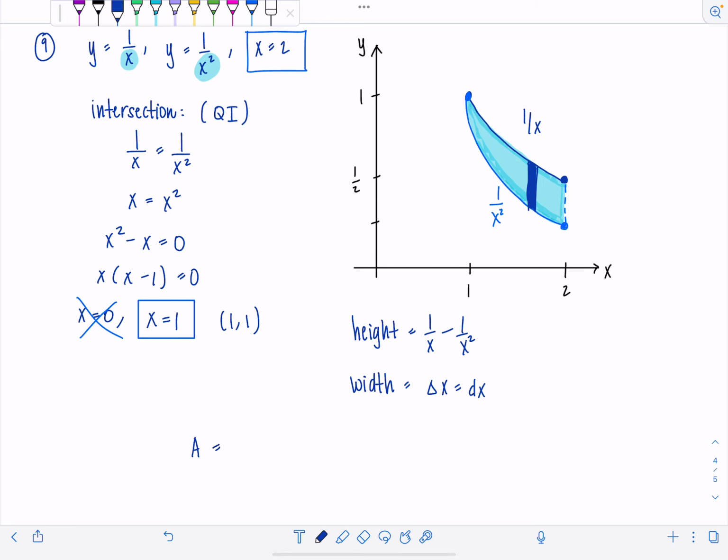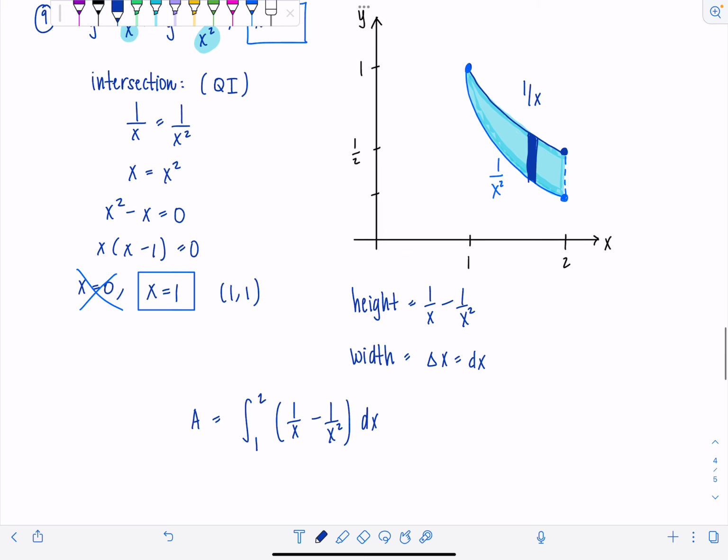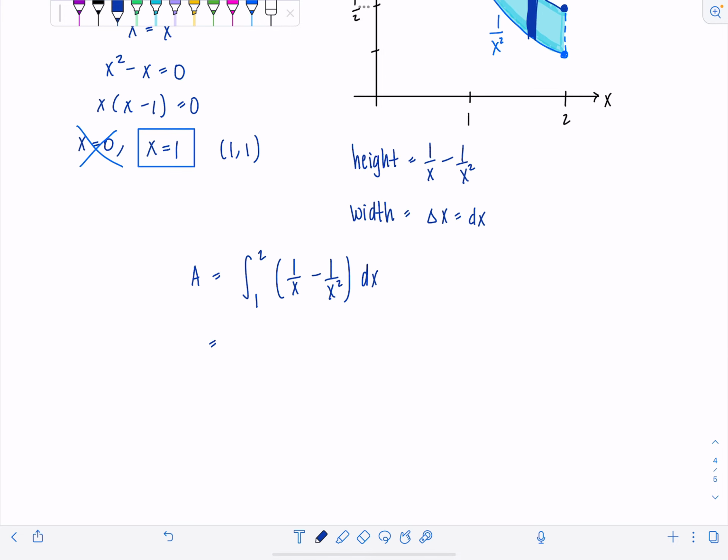Limits of integration have to be in terms of x. The region is bounded from x equals 1 to x equals 2. So let's go 1 to 2. Top minus bottom, we have the height, 1 over x minus 1 over x squared, and then dx. You can rewrite it if you need to. For 1 over x, we know the antiderivative is going to be ln absolute value of x, but for 1 over x squared, I'm going to write it as x to the negative second, because we're going to use our power rule.